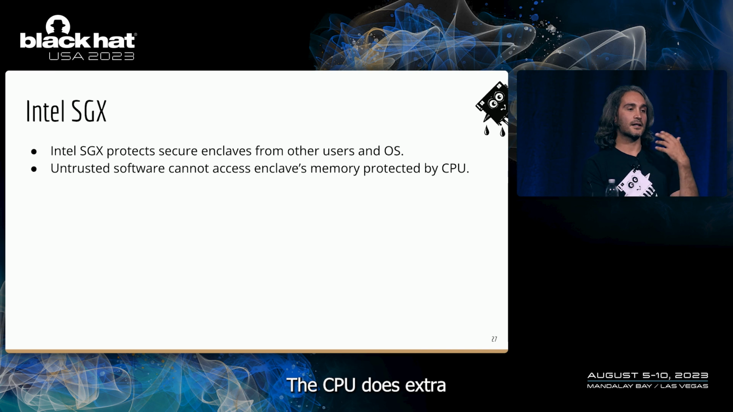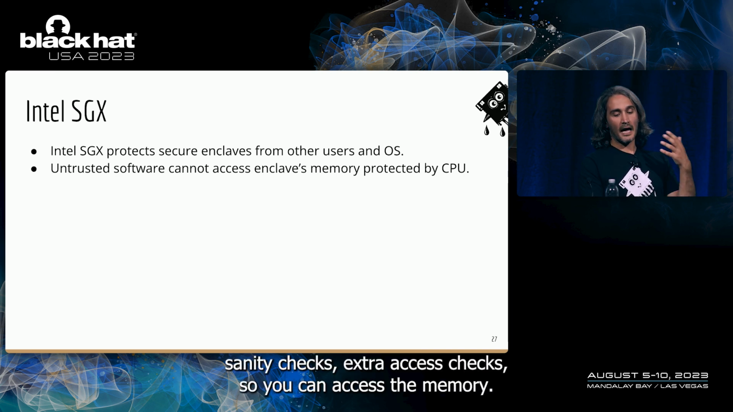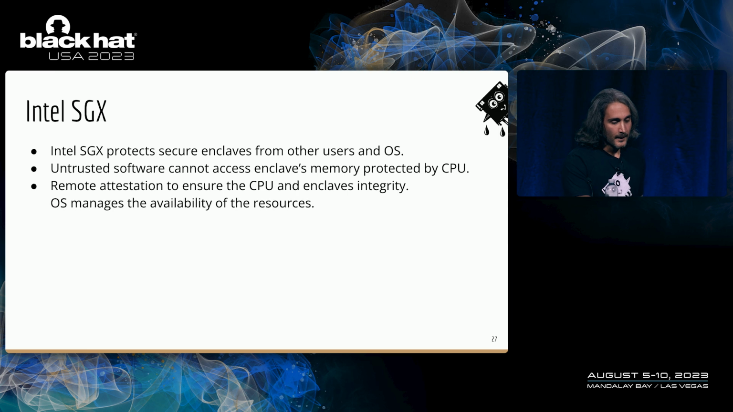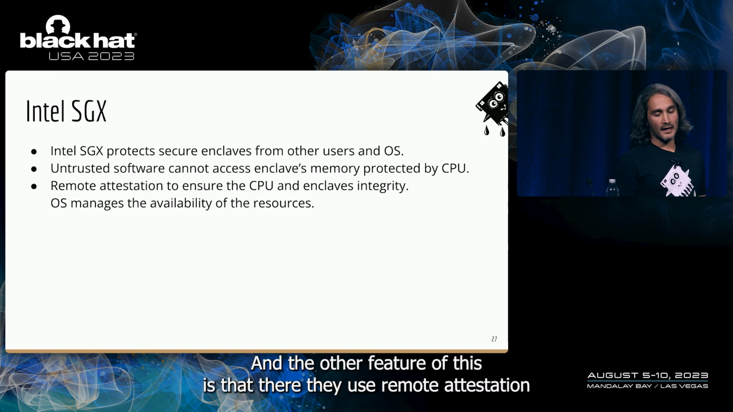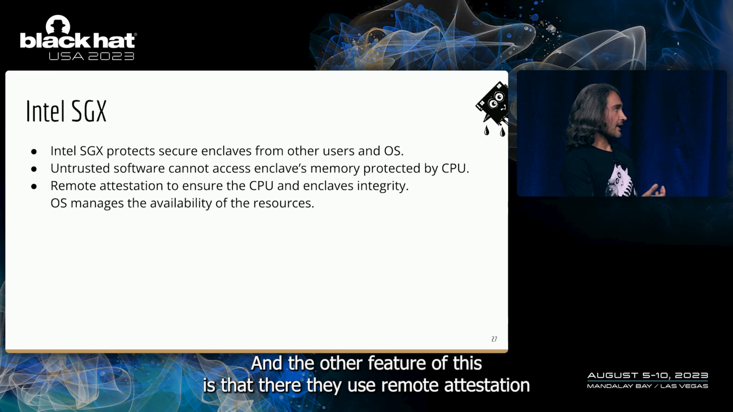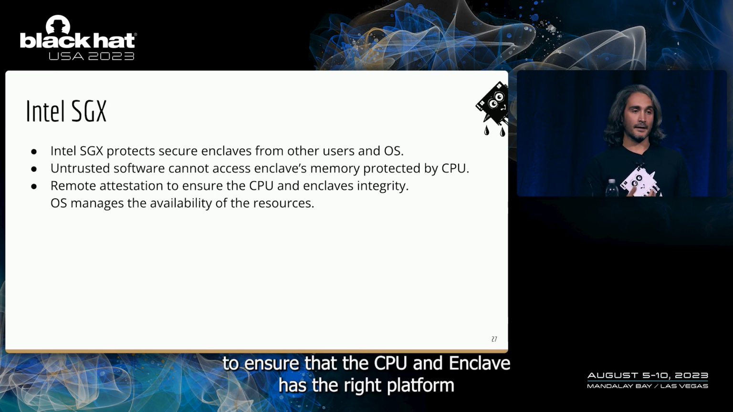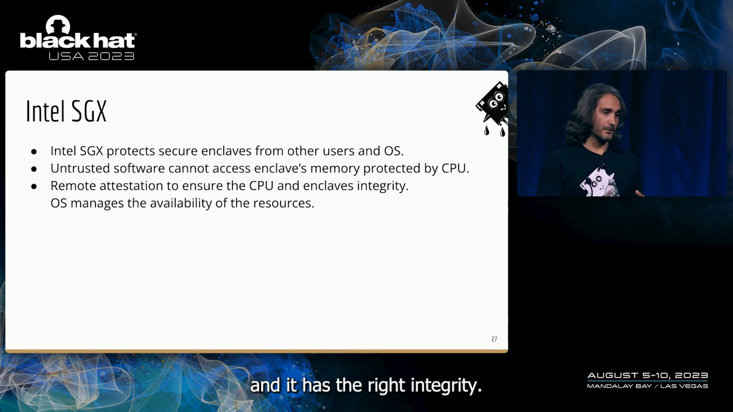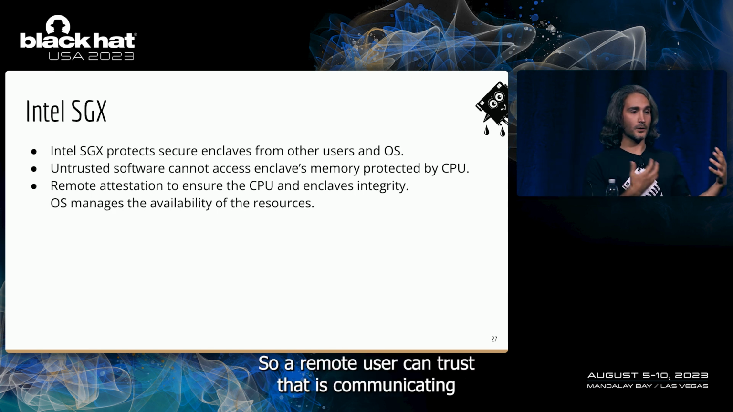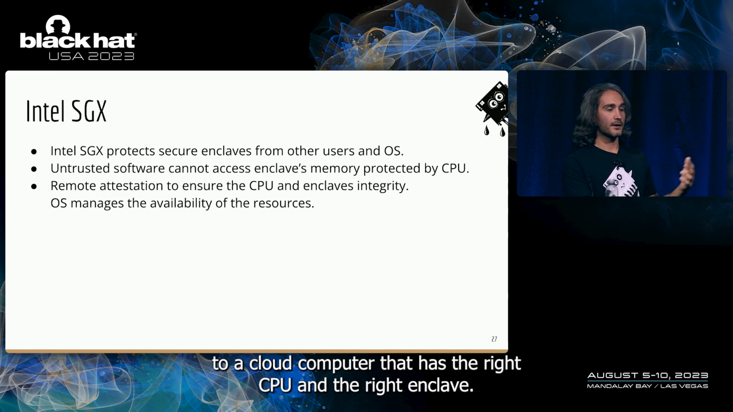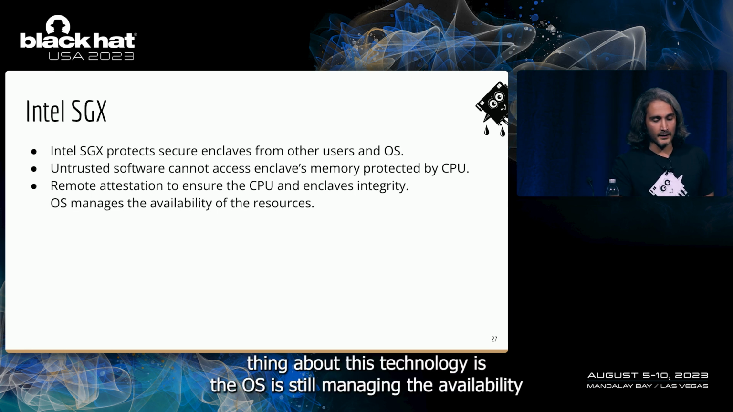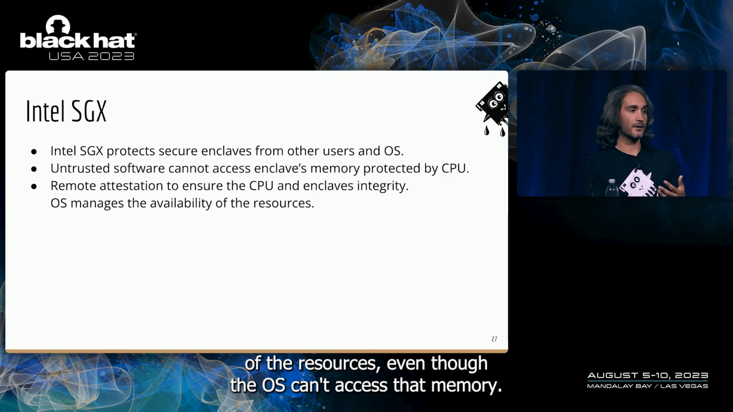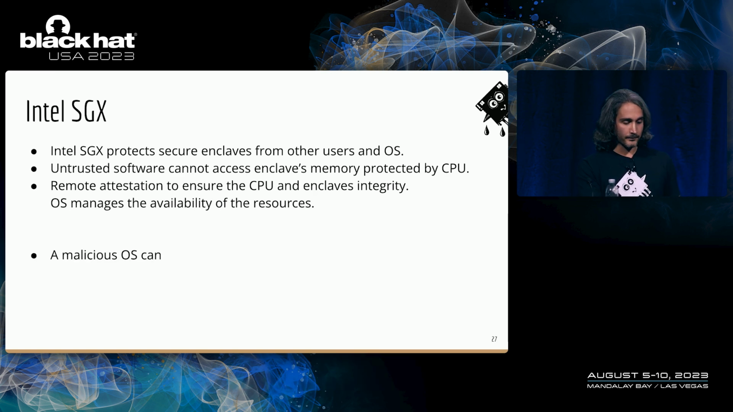The CPU does extra sanity checks and extra access checks on memory accesses. The other feature is that they use remote attestation to ensure that the CPU and enclave have the right platform and the right integrity. So a remote user can trust that it's communicating with a cloud computer that has the right CPU and the right enclave. One thing about this technology is that the OS still manages the availability of resources, even though the OS can't access the memory.